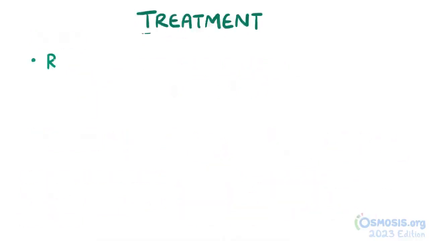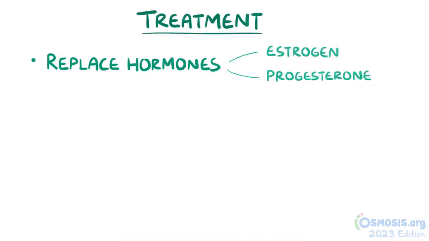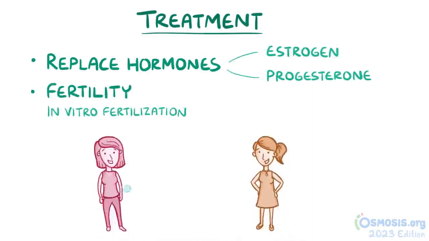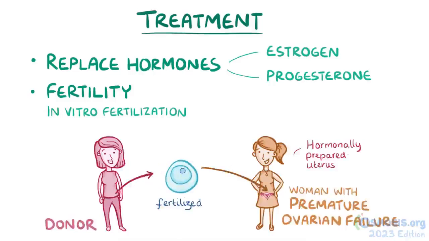The main goal of treatment is to replace the hormones that the ovaries have stopped producing, especially estrogen and progesterone. For women who struggle with infertility, in vitro fertilization can be used. Eggs are taken from a donor, fertilized, and then implanted into the hormonally prepared uterus of a woman with premature ovarian failure.